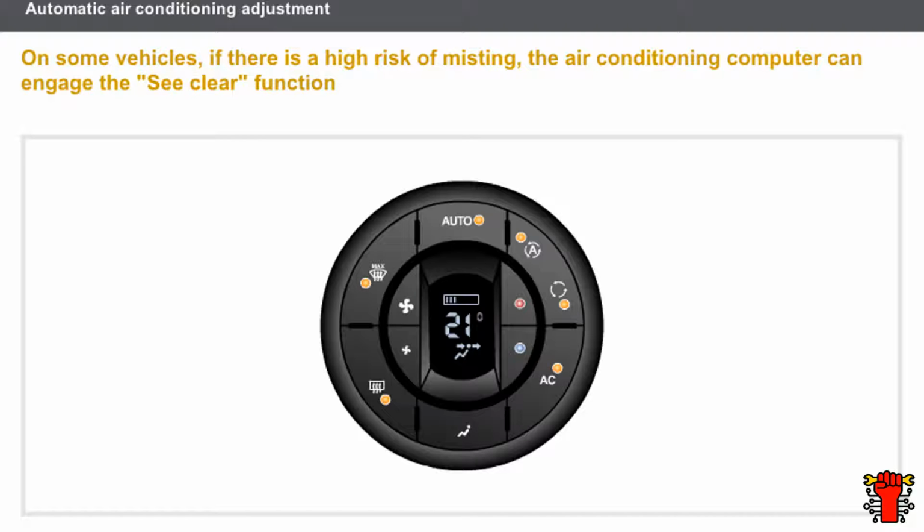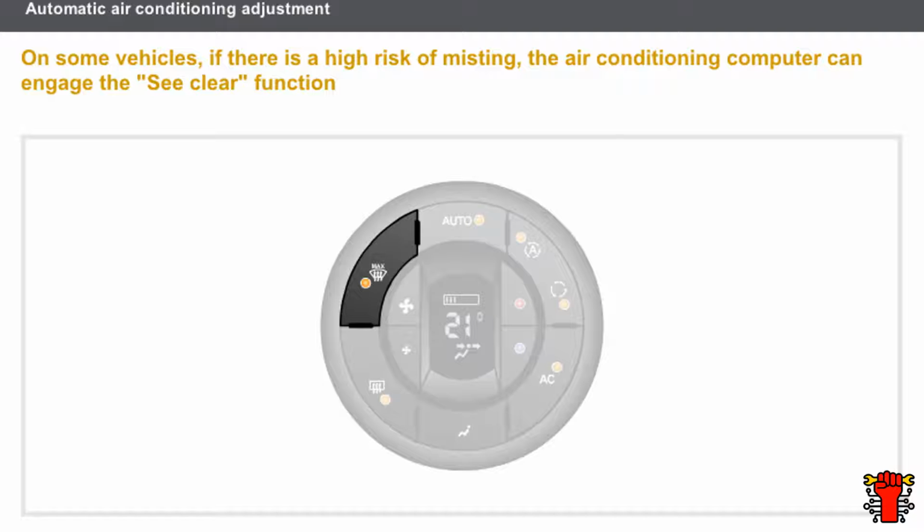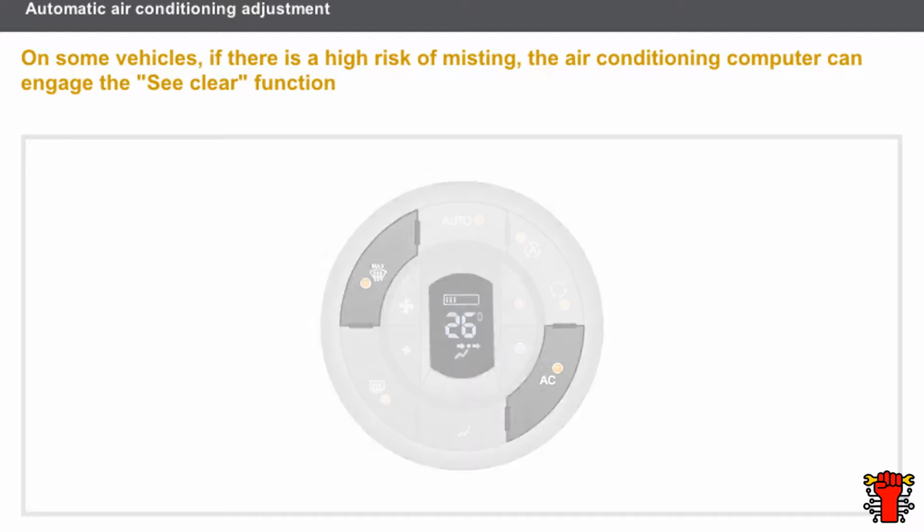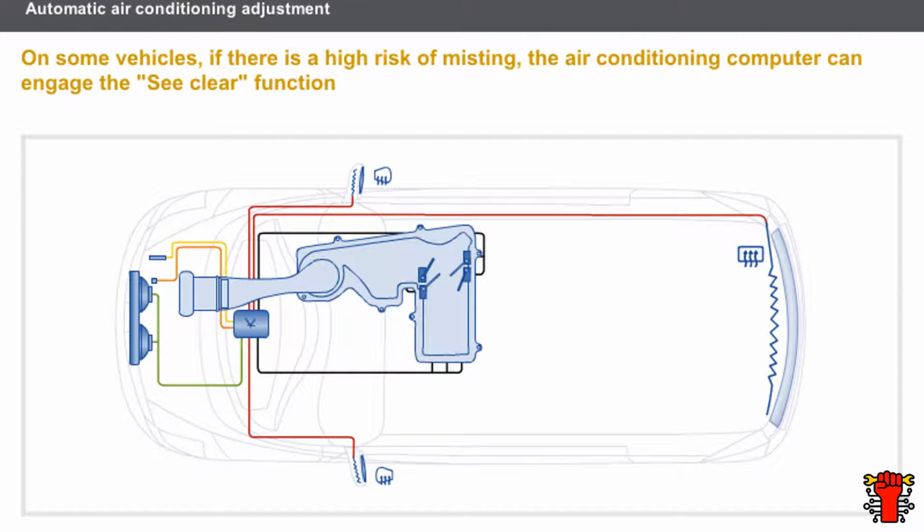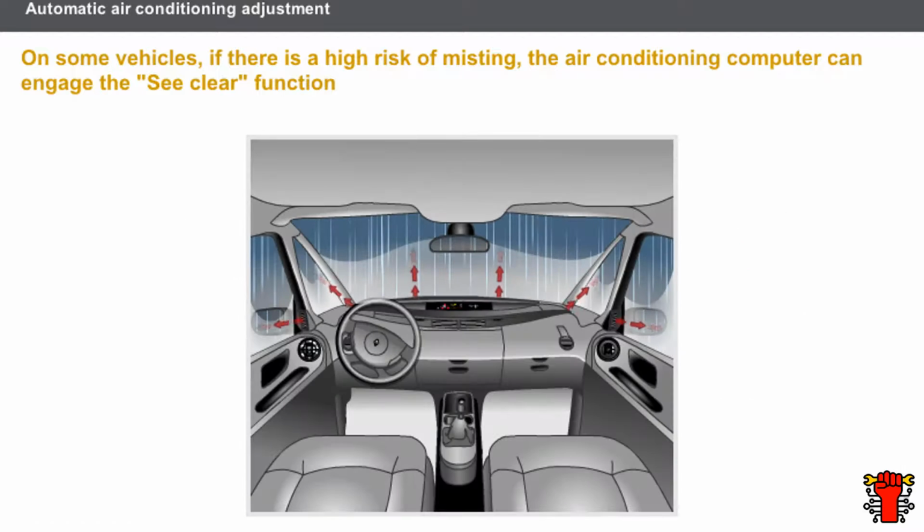Let us now look at how the system increases demisting performance. On some vehicles, if there is a high risk of misting, the air conditioning computer can engage the See Clear function. The instruction temperature must be at its hottest to use the See Clear function. The See Clear function is accompanied by the air conditioning starting automatically and the recirculation function stopping. This function activates the following components: the heated rear screen, the exterior de-icing rear view mirrors, and directs the distribution of air towards the windscreen and side windows.